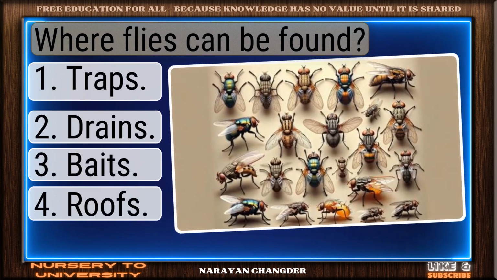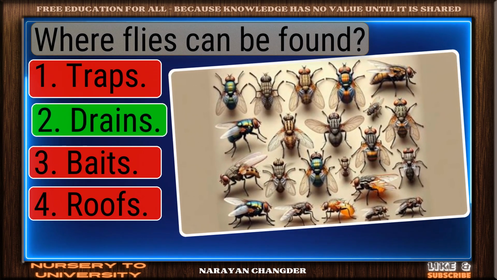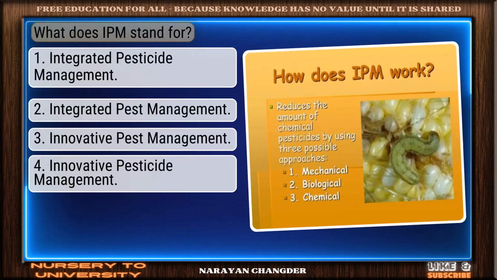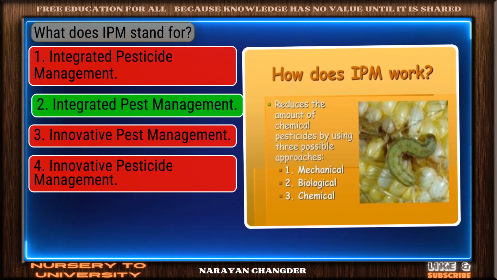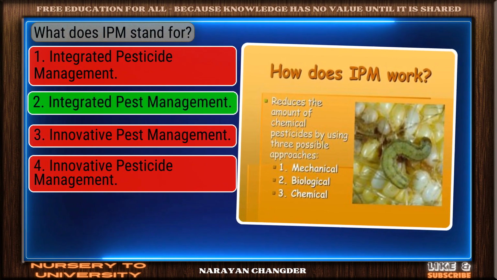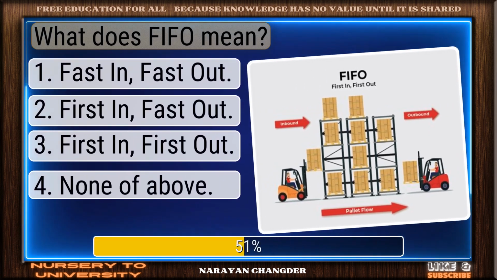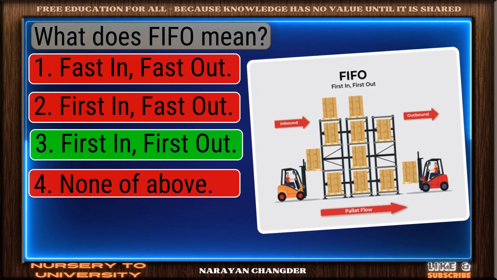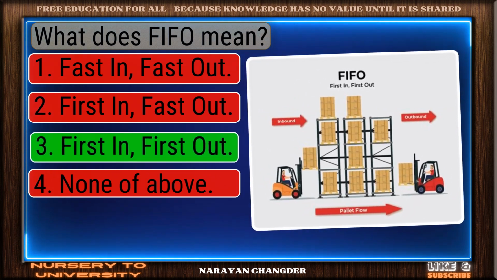Where can flies be found? Valid point. Drains is true. What does EPM stand for? Great job. Integrated Pest Management is the accurate answer. What does FIFO mean? Correct response. First in, first out is the most accurate answer.